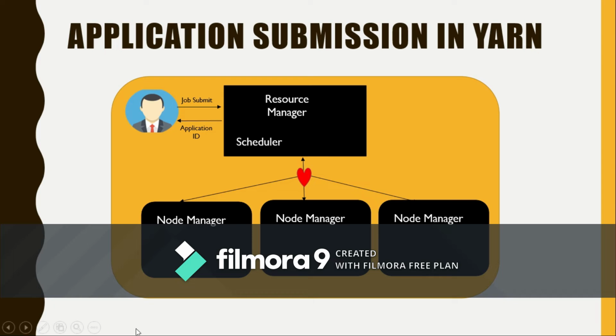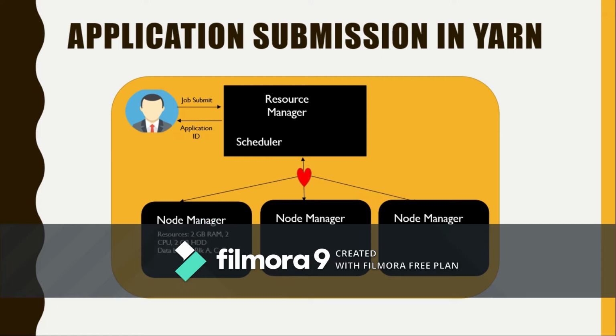Now there is a possibility some data blocks are available in this node manager or this slave machine, or some data blocks are available in this slave machine and some are in this slave machine. So scheduler's job is to find such a slave machine where relevant data blocks plus processing capacity both are available. Then only processing can take place on that slave machine, right? So scheduler finds out those machines where processing can take place.